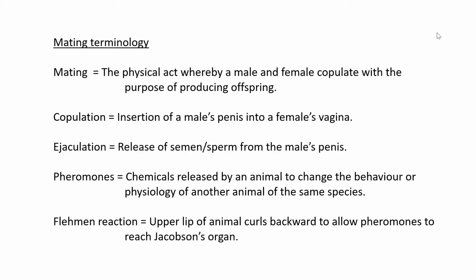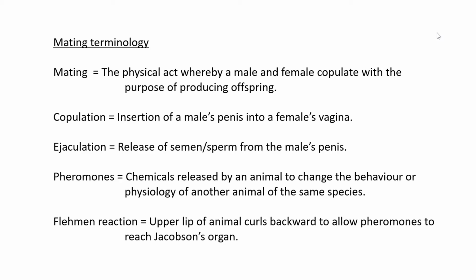Then ejaculation. This is known as the release of semen, or if you prefer, sperm, same thing, from the male's penis itself. And then pheromones. They are specific chemicals released by an animal to change the behavior or the physiology, so something about the body, of another animal of the same species. As we talked about in the previous lesson, pheromones are released mostly by the female, so that she can attract a potential mate. It's basically to change the behavior of a male so that he is interested in her for mating purposes. Then lastly we have the Flehmen reaction.